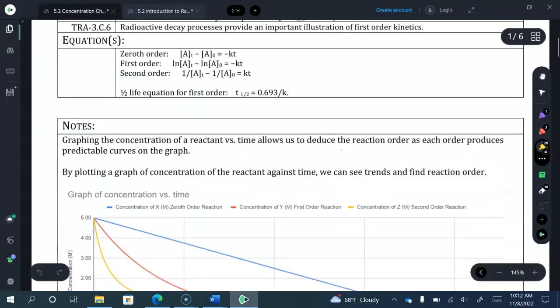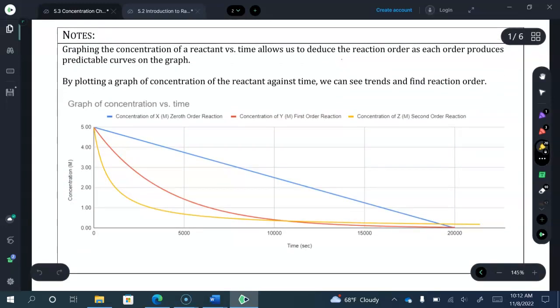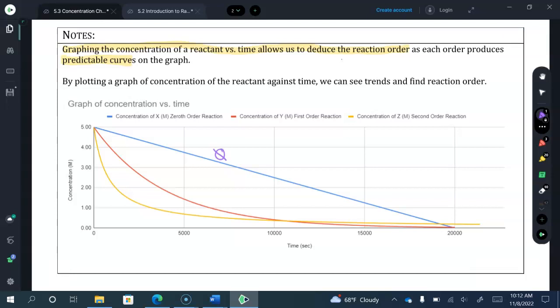So starting off, graphing concentration of a reactant versus time allows us to deduce the reaction order as each order produces predictable curves on the graph. By plotting the graph of concentration of a reactant against time, we can see trends and find reaction order. Now, yours may have come out a little blurry, but this says concentration of X when it's zero order is this line. The concentration of Y is first order, so this is first order. And then this one is the second order.